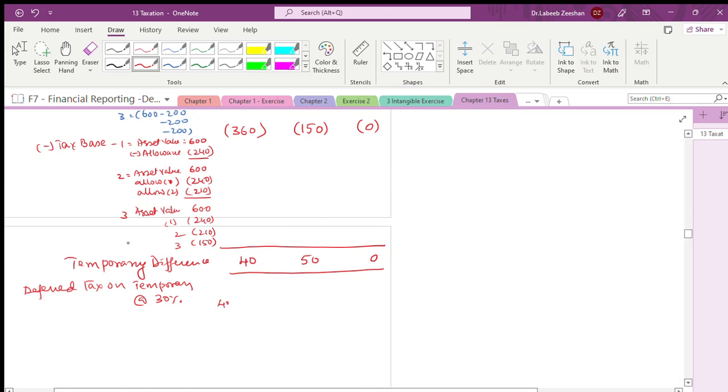How much? 40 into 0.3. How much will we get? 12. 50 times 0.3 comes to 15. Here you will get 0. You have to work out the factor which you are going to use. Fine.